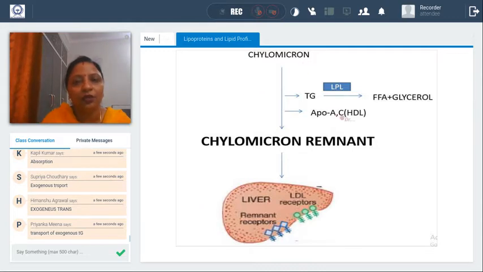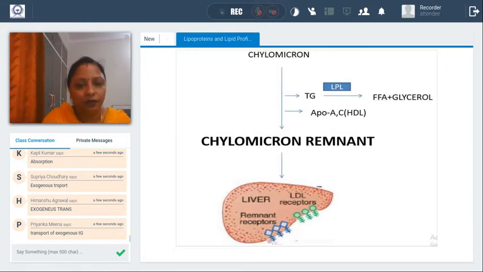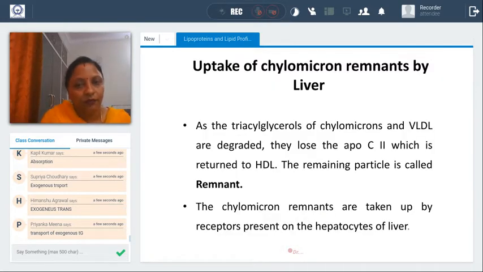So you can see here chylomicron with HDL, ApoA and ApoC, and TG in the presence of LPL, that is lipoprotein lipase, is converted into free fatty acids and glycerol. This chylomicron remnant, you can see LDL receptors here, the remnant receptors in the liver. Please write in the box what is chylomicron remnant. When ApoC2 is returned to HDL, the remaining particle is called the chylomicron remnant.